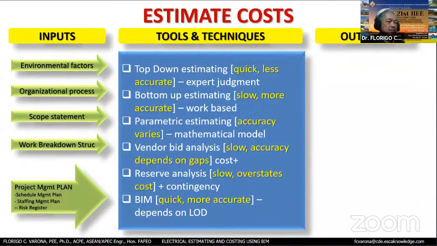And then the scope statement, what exactly is assigned to us, which the owner is willing to pay. Sometimes it doesn't really mean that when you are given a plan, everything that you see on the plan is part of the things that you have to undertake. You have to look at the scope of work given to you based on your contract. And the next one is the work breakdown structure. So normally we already have a template for that, and it becomes a guide for us to fill up what is needed in terms of the work to be undertaken.